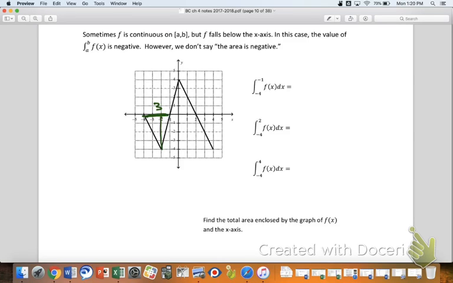And the height is 4. So the area is 6. And since we're below the x-axis of the region, it's -6.